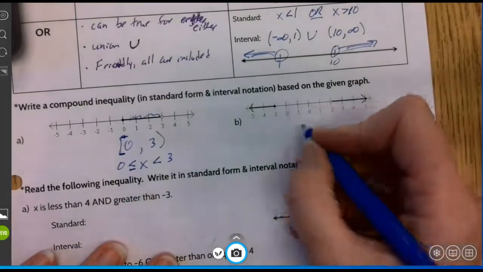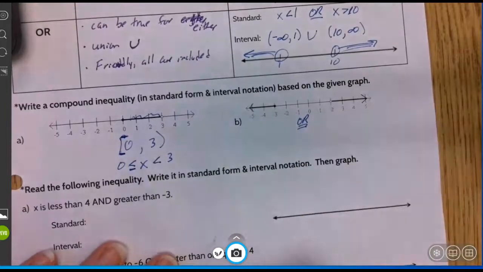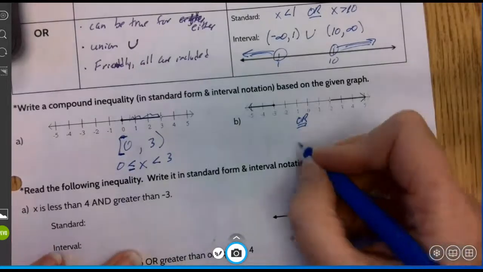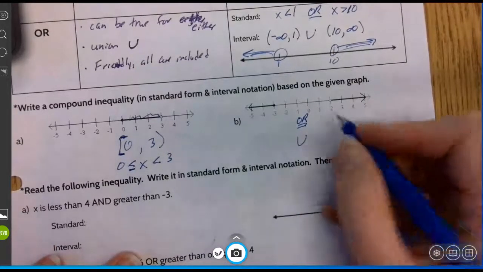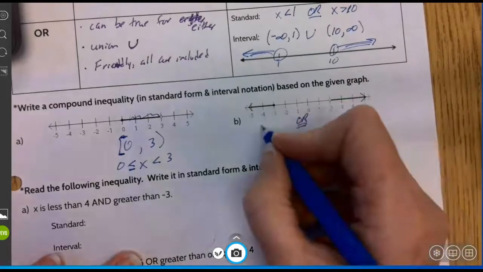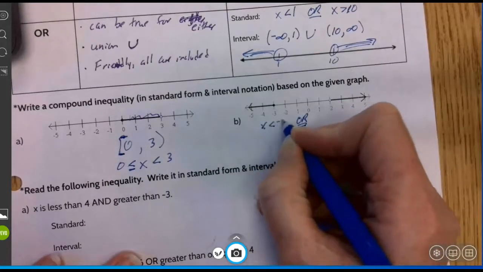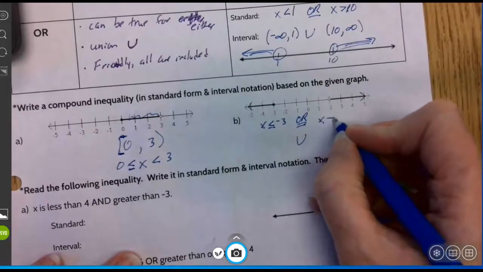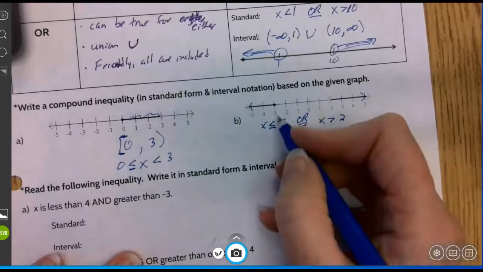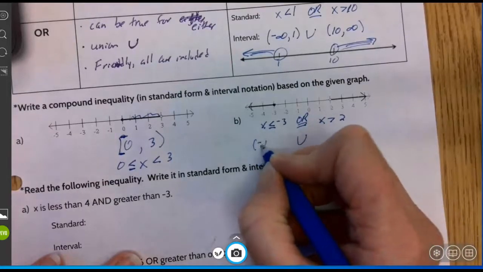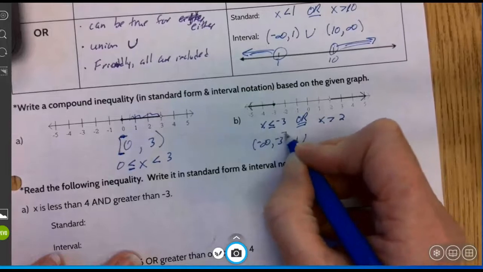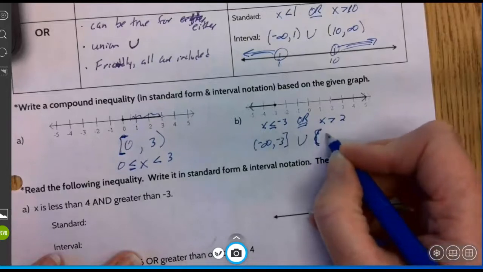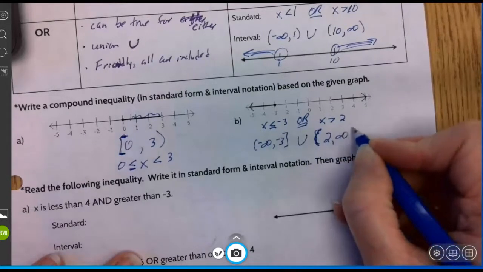Now this one we know is going to be or, because it's two different things. And now we just write the two different things. You can do it on either. Interval is going to be union, so we use that symbol. Or it's just going to be set notation, so it's going to be x is less than -3, and that's a colored in one, so it's a line here. X is greater than 2. So interval notation is pull them straight down, so we go from -infinity to -3, square bracket, union with 2, whoops, that is a parentheses, 2 going to infinity.